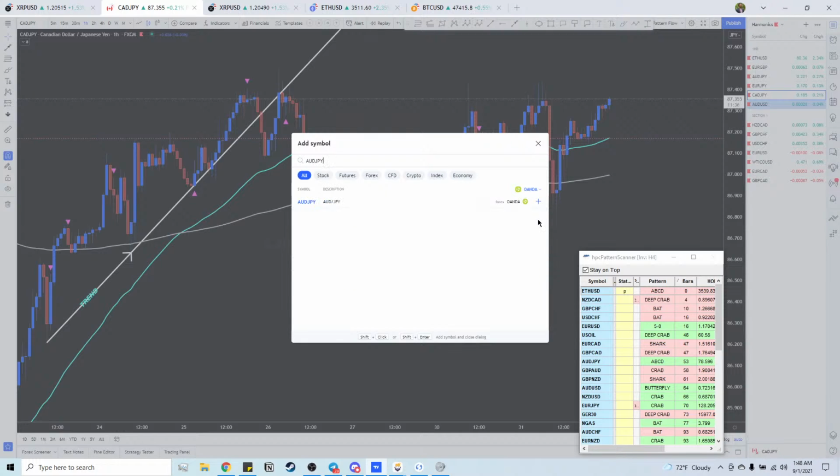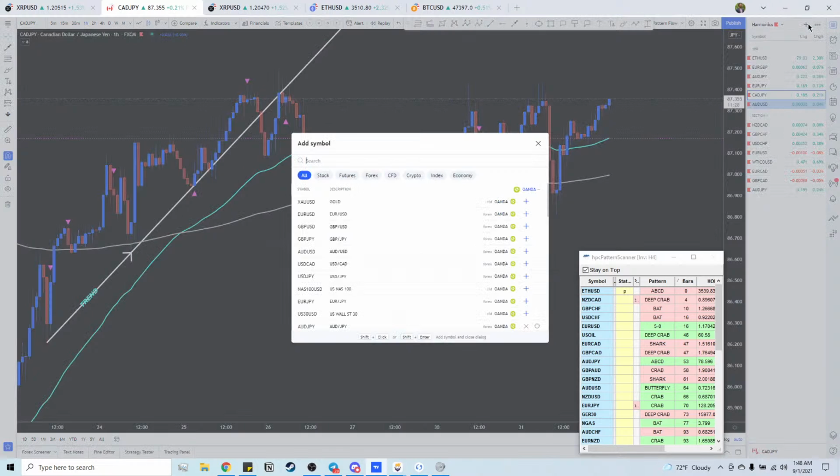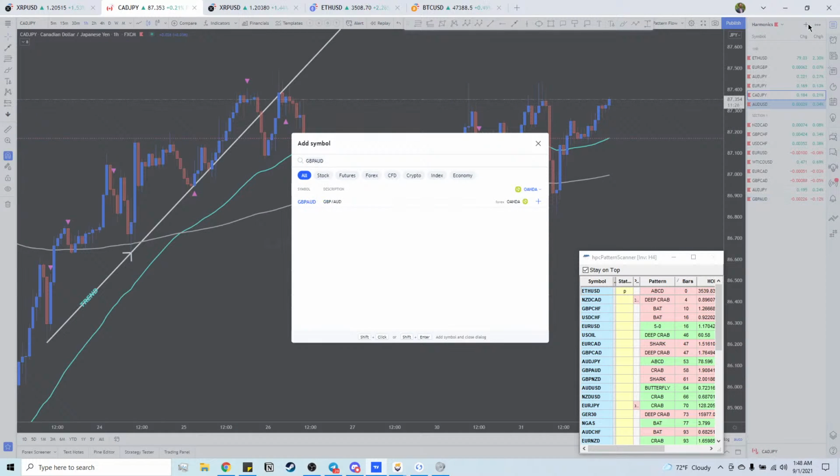Pound yen. I will take that one. Pound yen. Pound Aussie. Oh shoot. Pound Aussie. Pound New Zealand. Pound dollar. New Zealand dollar.